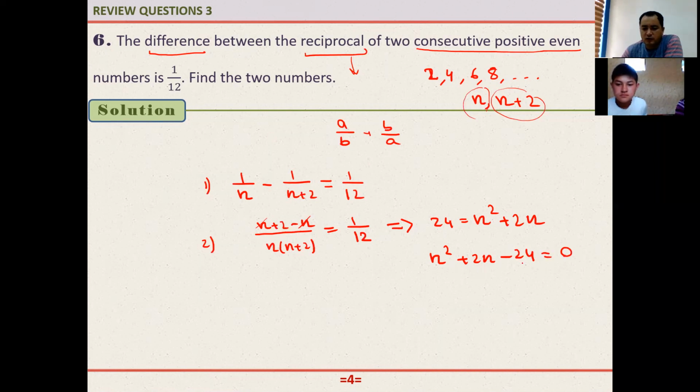How do you solve this? What method should we use to solve this equation? N times n. Okay, it's 2 times 12. Minus 2 times 12. But their difference doesn't give us 2. You should find two numbers whose product is 24 and their sum is positive 2.